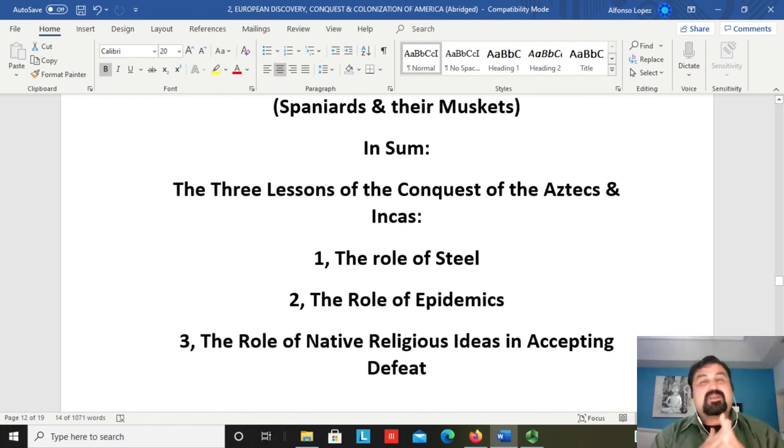But when they came to the Americas, because of trade, we're going to see the spread of epidemic disease across the Native American population that in many cases weakened those empires from within. And third, the role of Native American religious ideas in accepting defeat, like the Aztecs believing in the return of Quetzalcoatl. They believed Cortés, the conquistador, was Quetzalcoatl. So that created a condition of accepting defeat. And also the Incas seeing the Spaniards as the white thunder gods, their muskets as the roar of thunder.